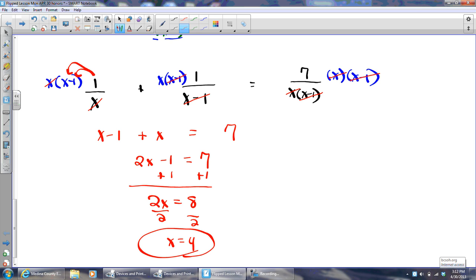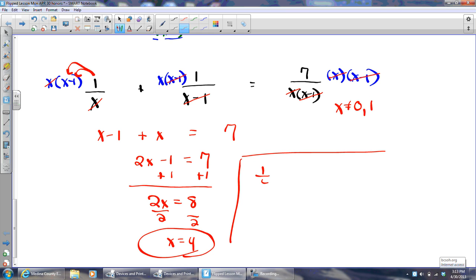And there you go. Now, I do have to check and make sure 4 is not one of my restrictions. Fortunately, it's not. My restrictions in this problem are x cannot equal 0 or 1. They're not a part of my answer because I'm telling you that x equals 4. All right, now let me just check my work here and make sure I got the right answer.